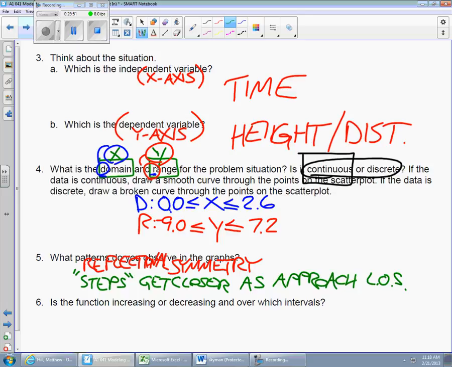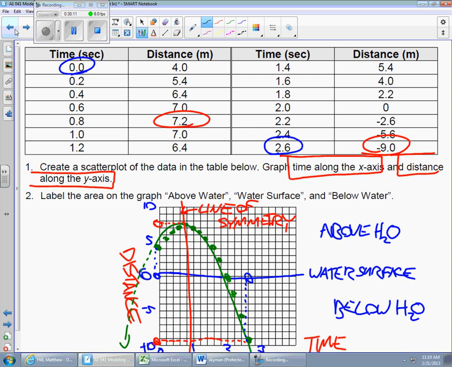Number 6 here: is the function increasing or decreasing, and over which intervals? Well, we've talked about these two words, and everybody needs to know them. These are not real rocket science. What are they asking for? What are they asking about when they ask us if a function is increasing or decreasing? Well, what about it getting bigger or smaller?